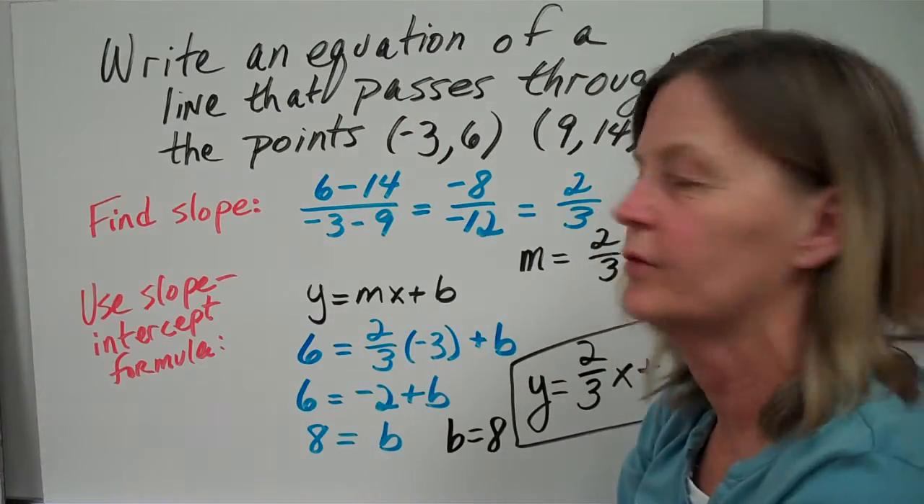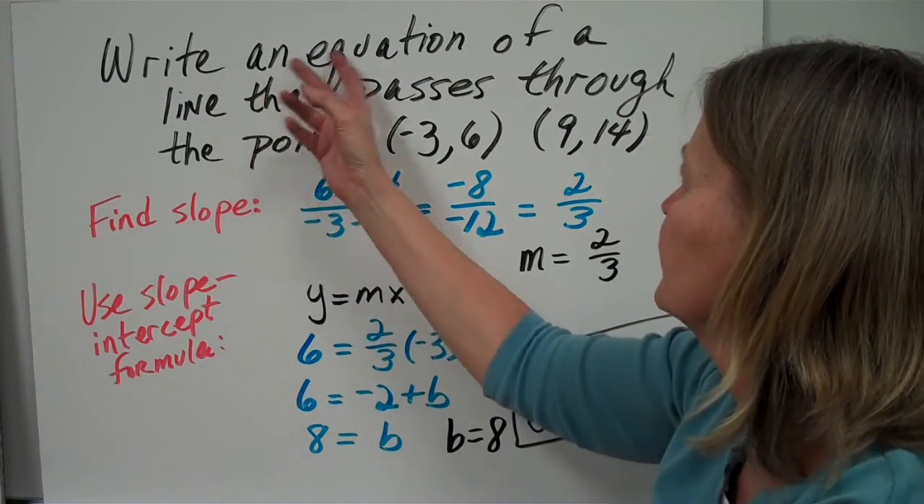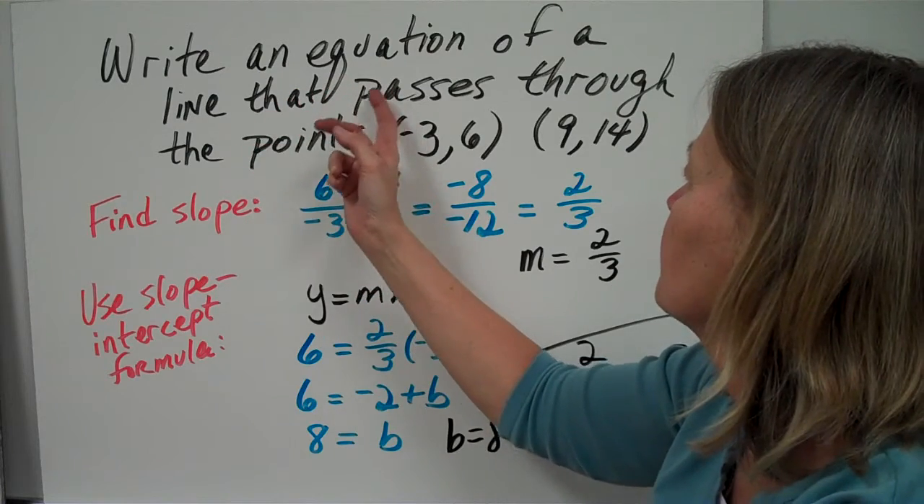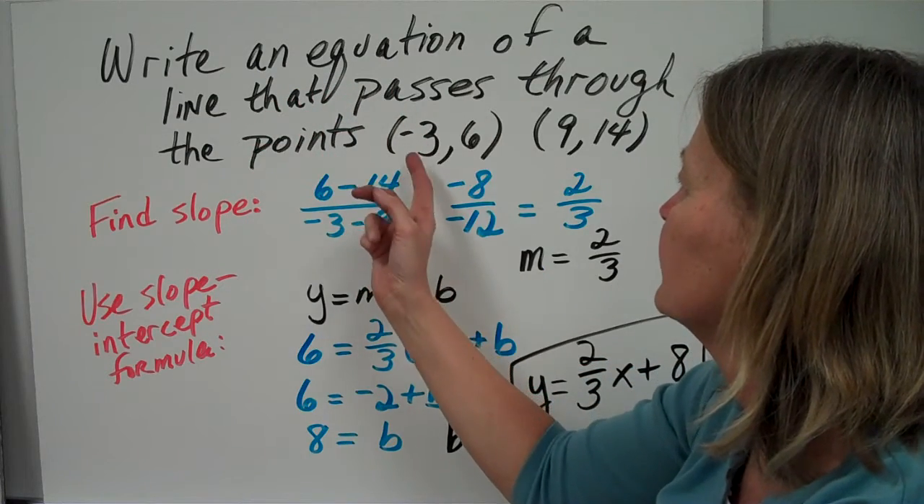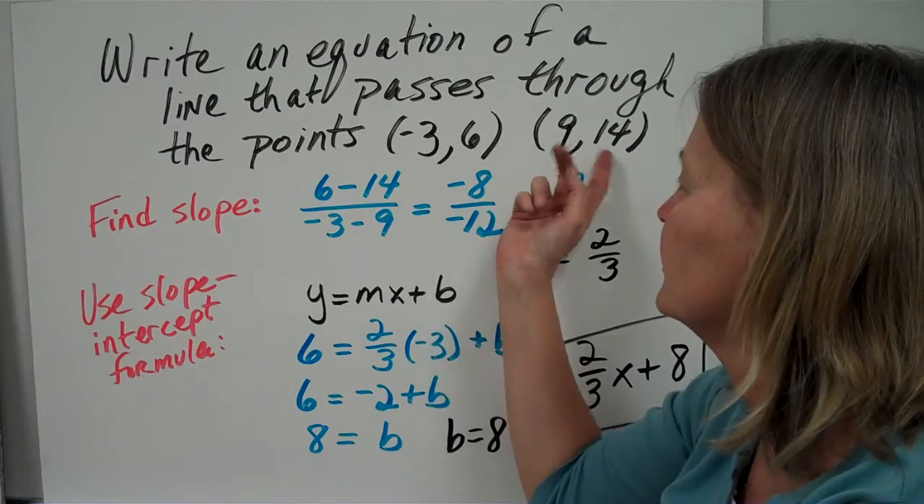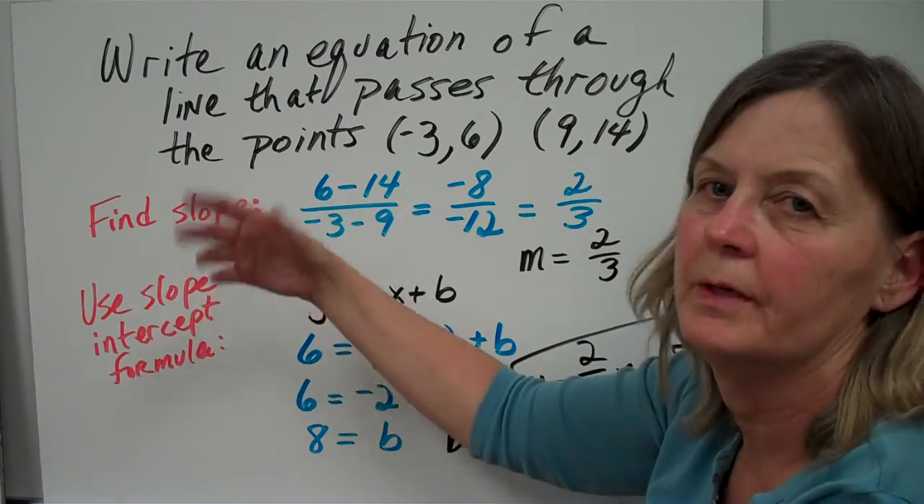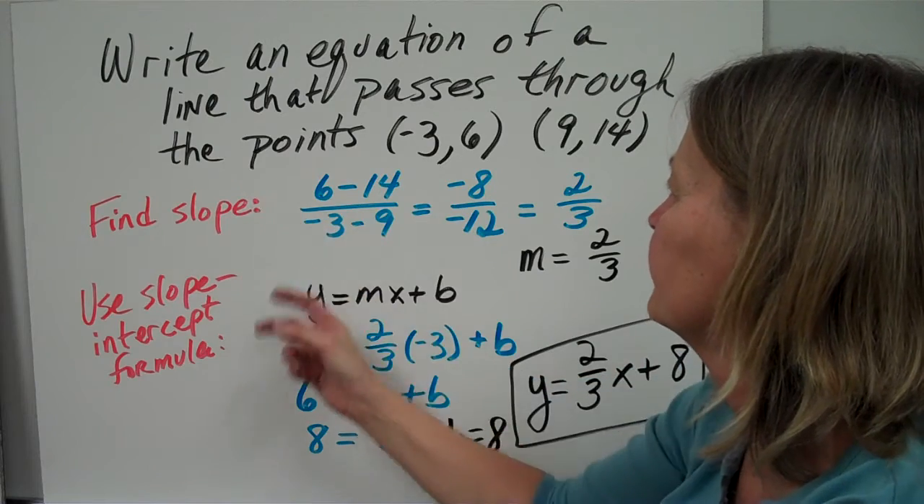Let's look at one more similar example. Again, this is writing an equation of a line. We're going to use the slope-intercept formula. And it passes through 2 points, (-3, 6) and (9, 14). Find the slope first. They didn't give us the slope. We need to determine the slope of the line.